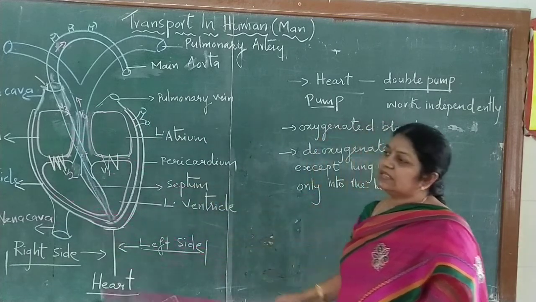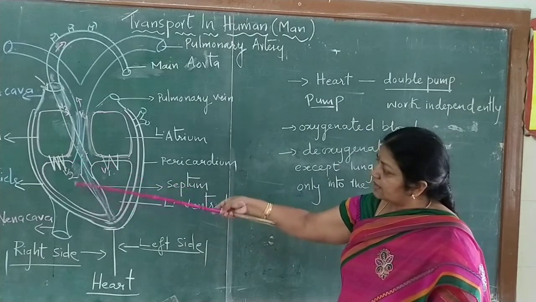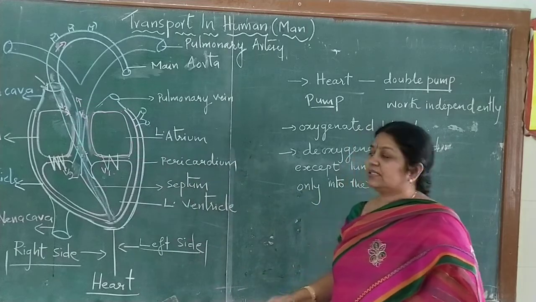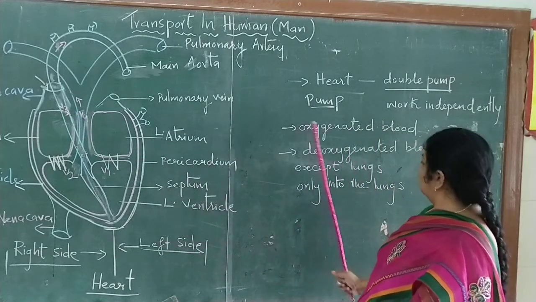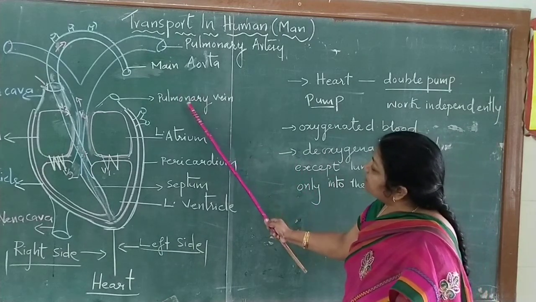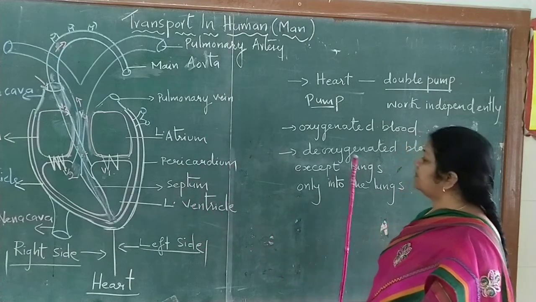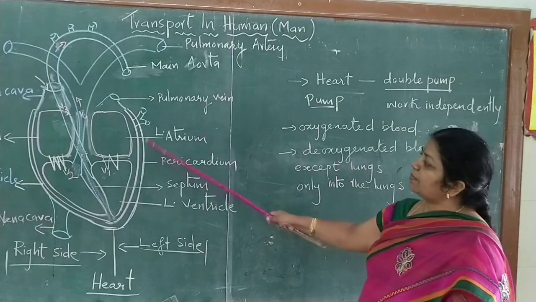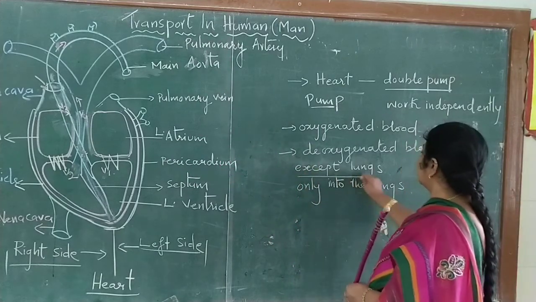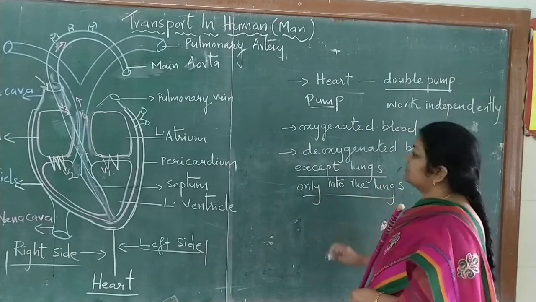The right side of the heart pumps the blood only to the lungs. But the left side of the heart pumps oxygenated blood to all the parts of the body except the lungs. So you have to remember: except lungs is the left side, only into the lungs is the right side pump.